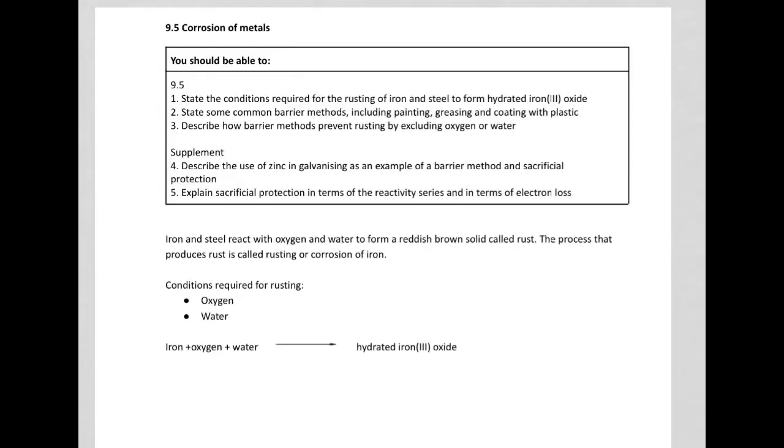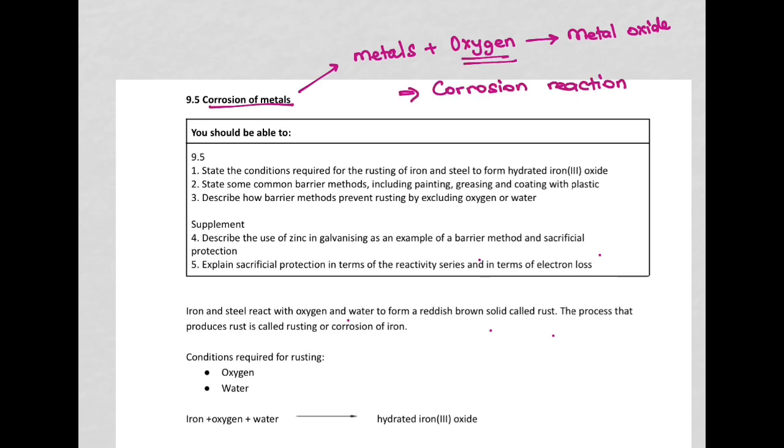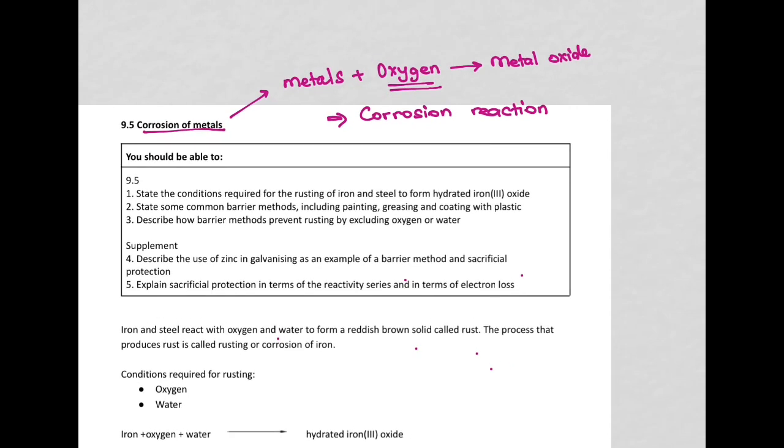Hi, we're going to look at corrosion of metals. We have studied before that metals react with oxygen to form metal oxides. This reaction with oxygen is called a corrosion reaction. It occurs for most metals in the reactivity series except the unreactive ones like silver and gold. But the rate that it occurs depends on the position of the metals in the reactivity series.